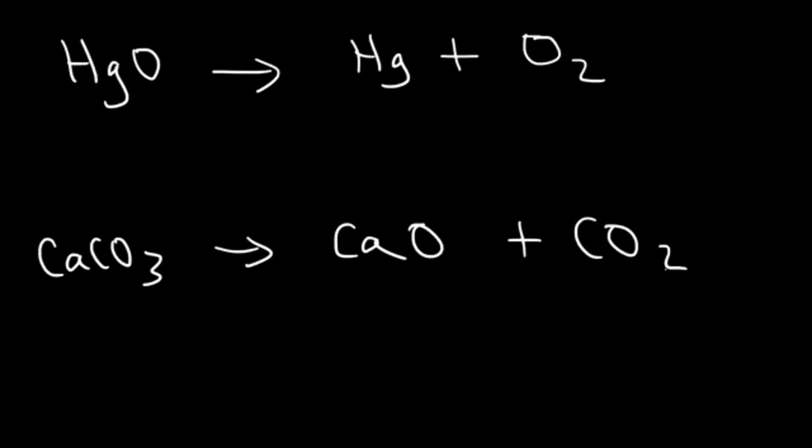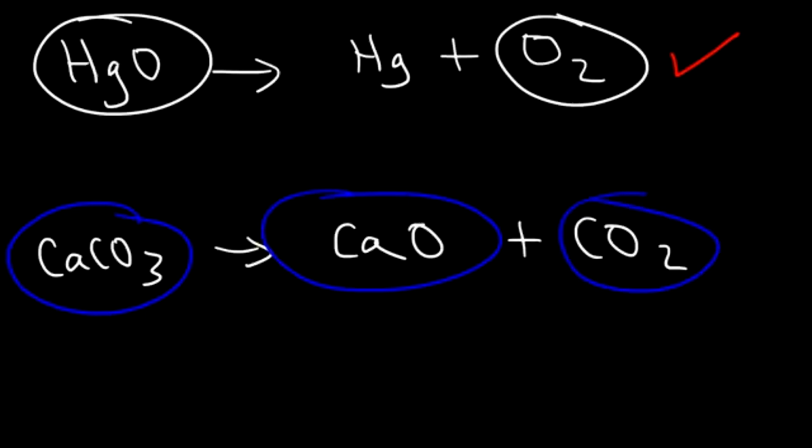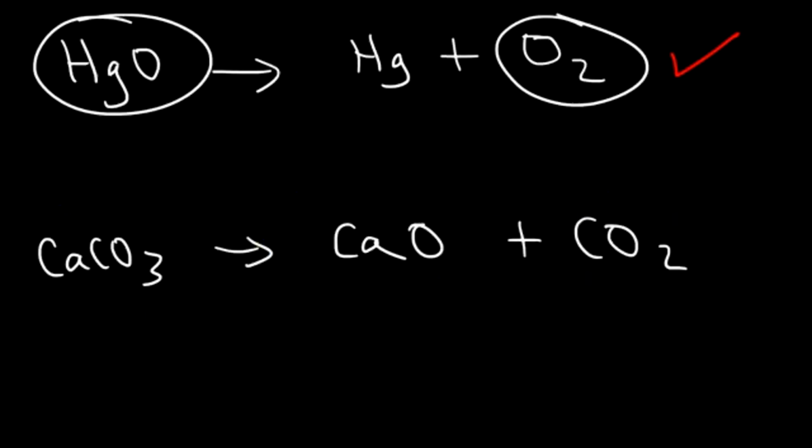Looking at the first example, we have oxygen as a pure element on the right side, and then that same element is within a compound. So the first example is a redox reaction. In the second example, there are no pure elements. All we have are just compounds. So the second example is not a redox reaction. That's a quick way to tell if it's a redox or not.